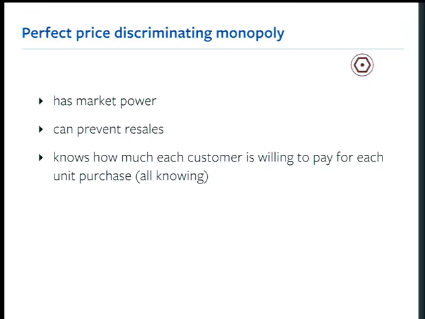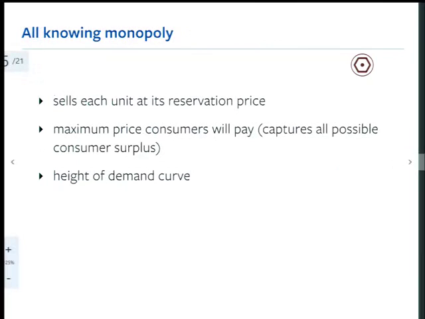The other thing we need to know is that that monopolist has to know how much each customer is willing to pay for each unit purchased. Good English, Max. There's a D missing here. Each unit purchased. So this is the all-knowing monopolist, right? This is a happy firm. I can prevent resales, I can charge whatever I want, and I know how much each customer is willing to pay for each additional unit. So what does that firm do? What that firm does, the all-knowing monopoly, sounds scary, it sells each individual unit at each individual's reservation price, okay?